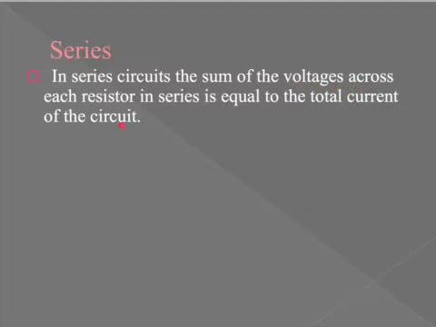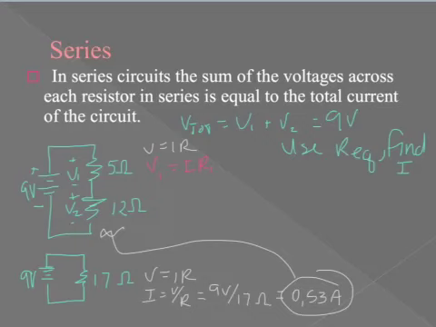As we do this, we're actually solving for V, so we can just leave it in this equation. V1 will equal our current times resistor 1, which is 0.53 amps times our resistor 1, which is 5 ohms. And that will tell us that V1 is going to be 2.6 volts.